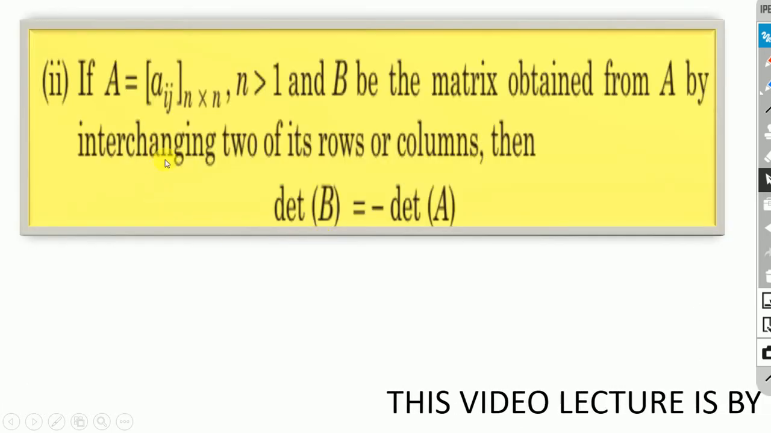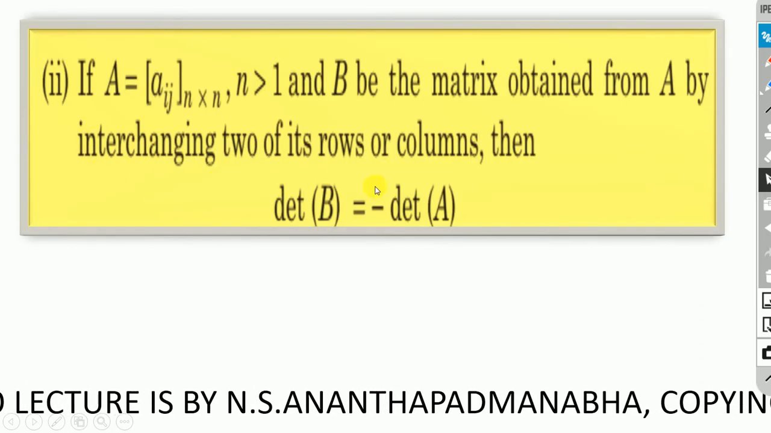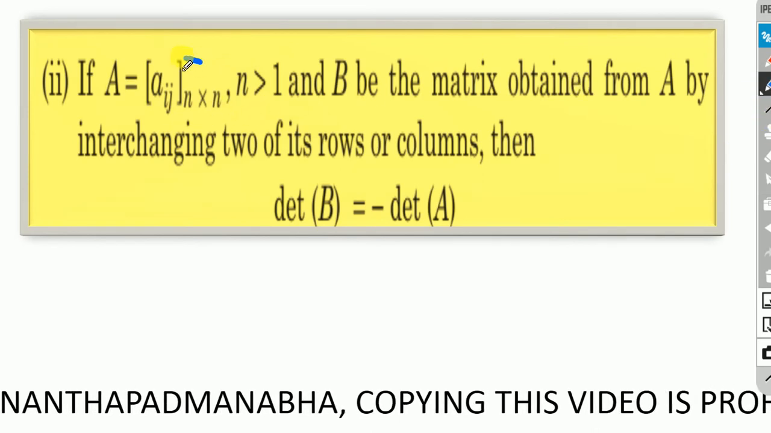Now let us see another property. If A equals a matrix Aij of order n cross n. Of course, in the chapter on determinants we will consider only square matrices and square determinants. So for square matrices, when we expand we will get a real number, and that is the determinant.